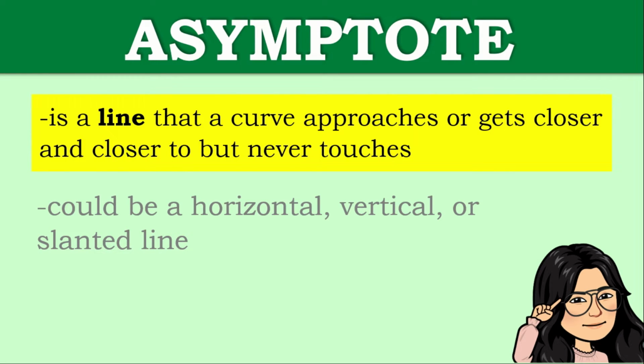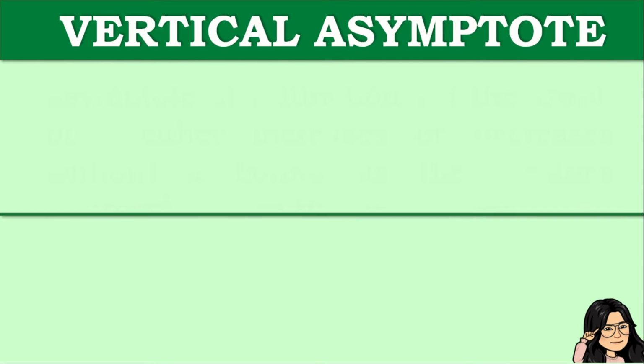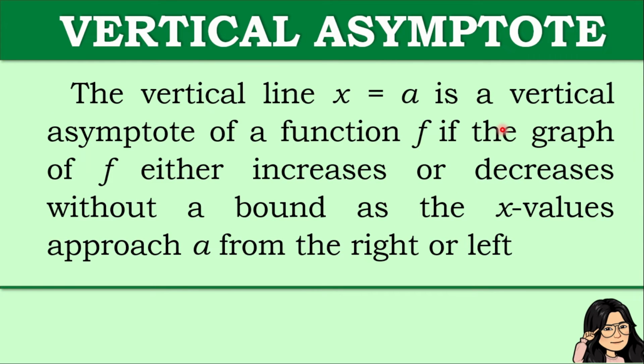An asymptote is a line that a curve approaches or gets closer and closer to but never touches. It could be a horizontal, a vertical, or a slanted line. Let's begin understanding vertical asymptotes. By definition, the vertical line x equals a is a vertical asymptote of a function f if the graph of f either increases or decreases without bound as the x values approach a from the right or left. To clarify this, let's look at this graph of a rational function.